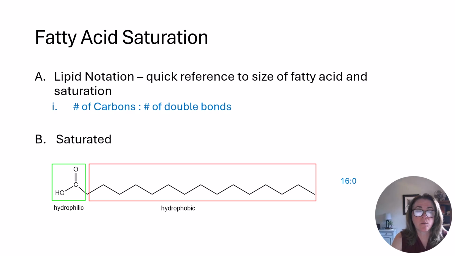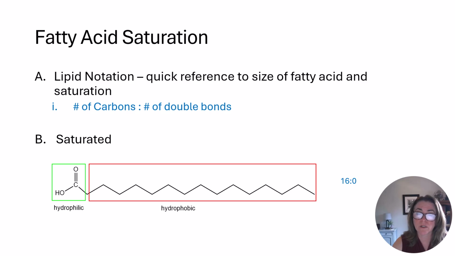So it's going to tell us the number of carbons and the number of double bonds. Our first type is saturated, and again, we've talked about this before, right? A saturated carbon means that it has all single bonds. Really what we're looking at is the tail of the fatty acid. In this example, we have 0 double bonds in our tail, and so that makes it a saturated fatty acid.